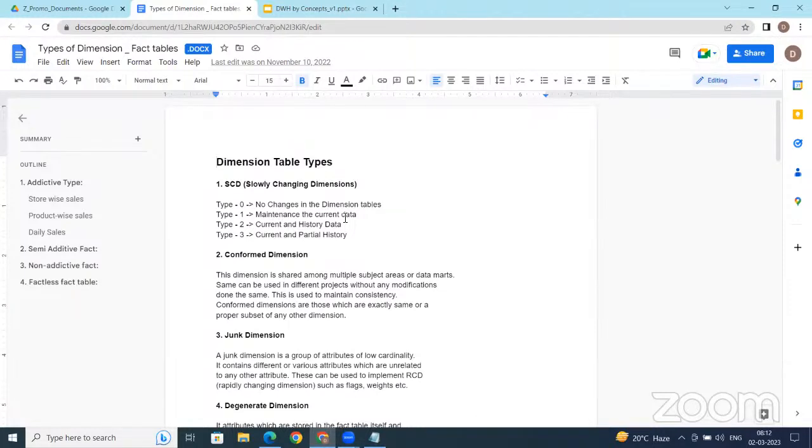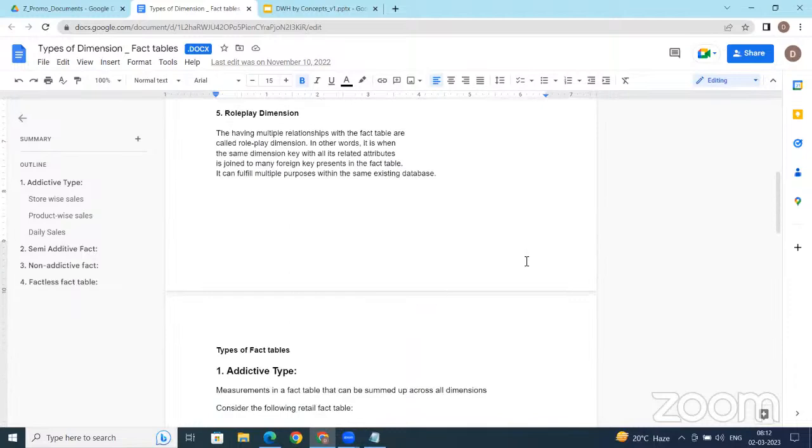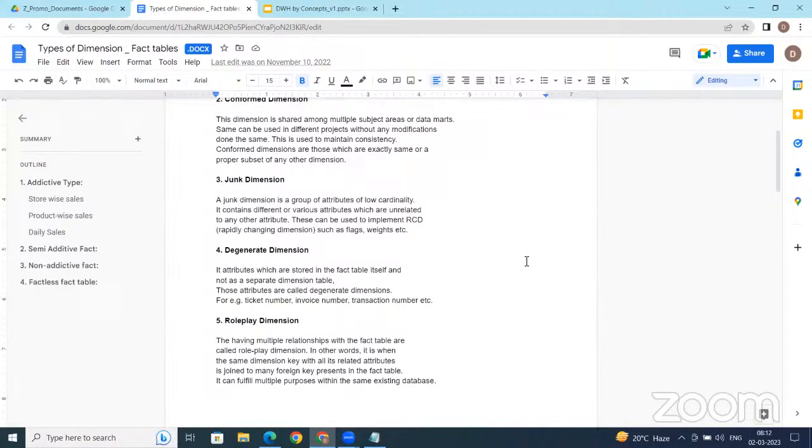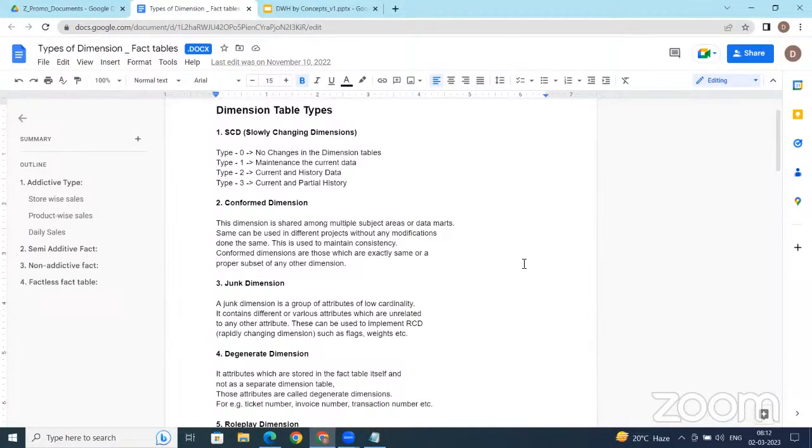So how many types of dimension tables are there? Dimension tables can be classified into 5 categories. So what are those 5 categories?